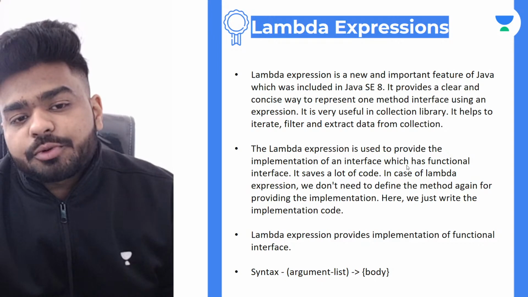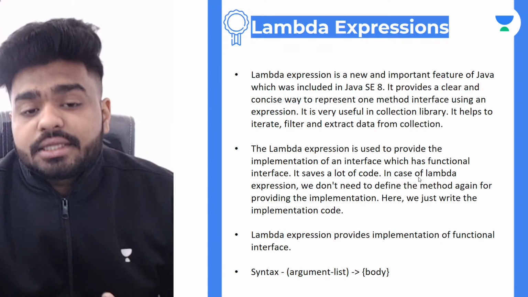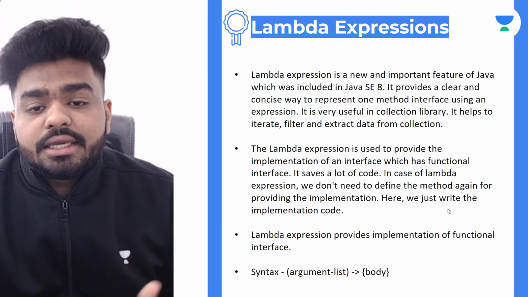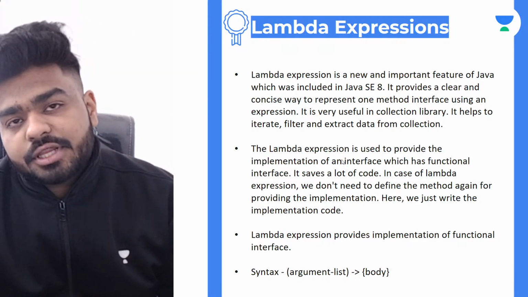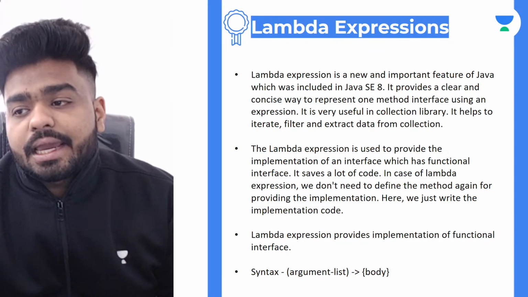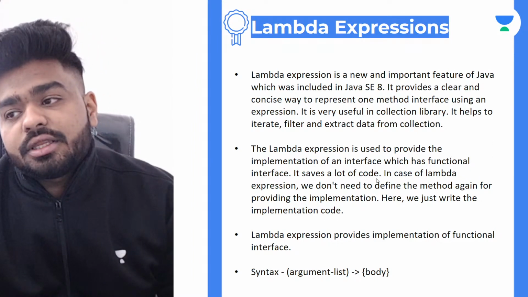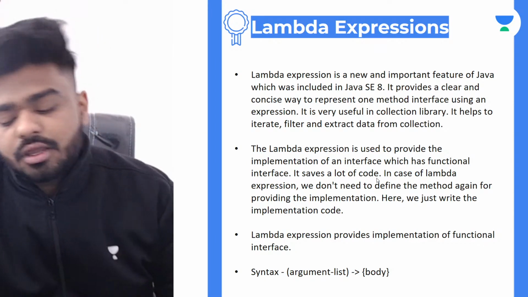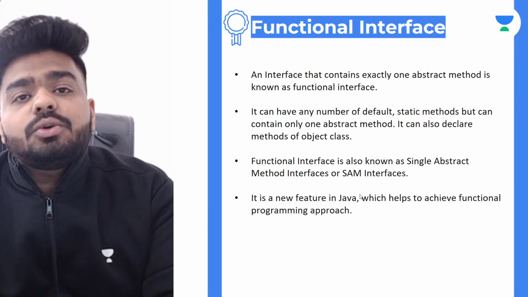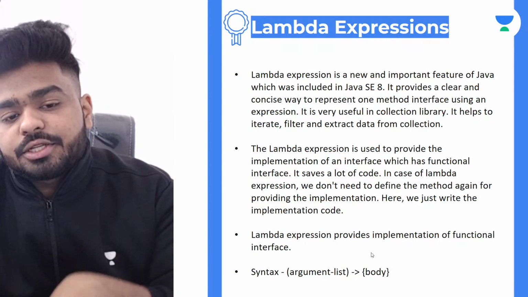Lambda expression is used to provide the implementation of an interface which is a functional interface. It saves a lot of code. In case of Lambda expression, we don't need to define the method again for providing the implementation. Here we just write the implementation code. So in Lambda expression, we are just using it to make our code shorter. The lines of code will be fewer, and it is used to implement the functional interface. So whatever we have understood about functional interface, Lambda expression will make it easy to implement. That's why this particular thing came into the picture. Lambda expression provides implementation of a functional interface.